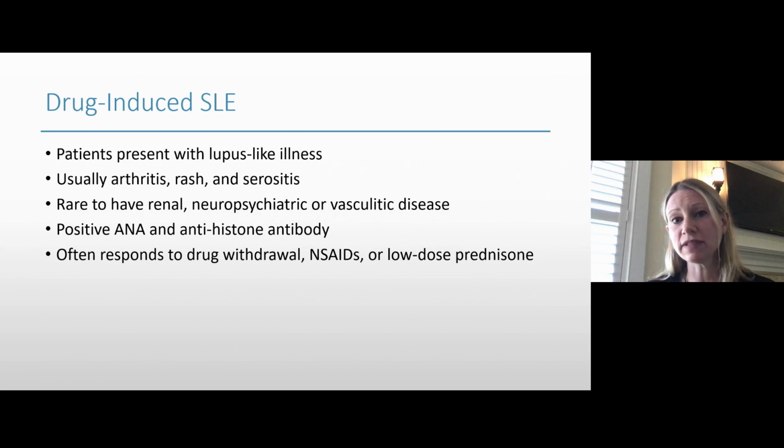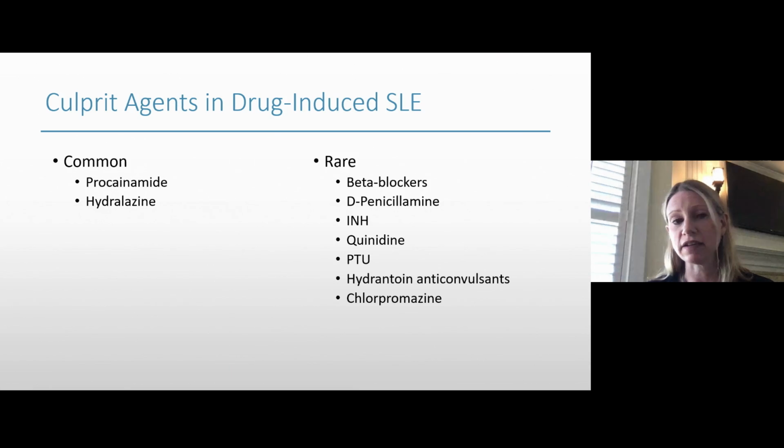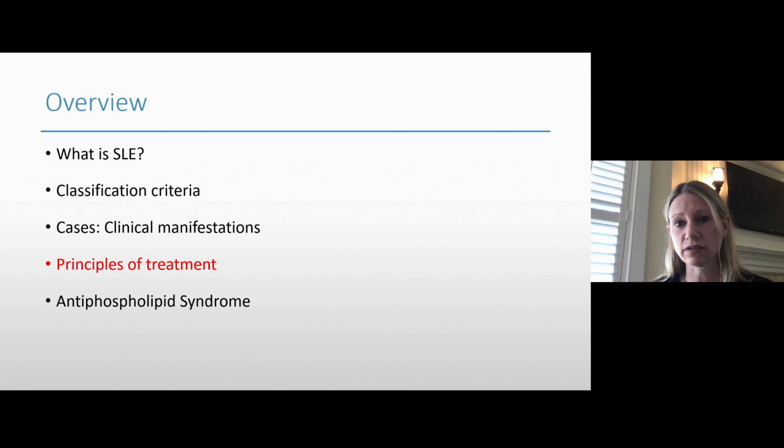Patients present with lupus-like illness. They usually have arthritis, rash, and serositis. It's rare to have renal, neuropsychiatric, or vasculitic disease. Positive ANA and positive antihistone antibody is uniformly found, or nearly uniformly. And this often responds to drug withdrawal, NSAIDs, or low-dose prednisone. Culprit agents in drug-induced lupus to think about, the common ones are procainamide and hydralazine, and then there's a long list of rare drugs that can also rarely be associated.